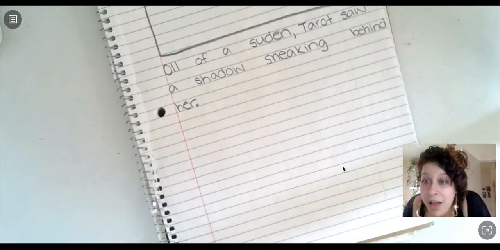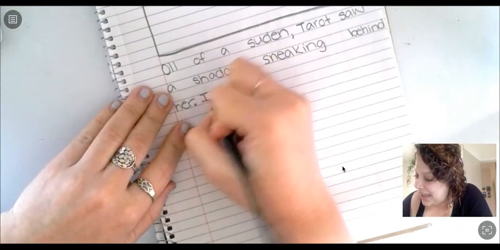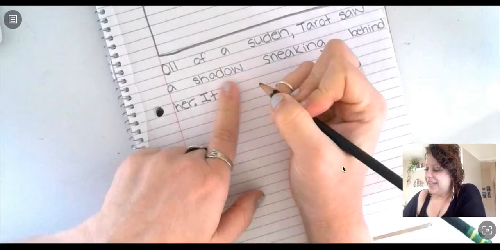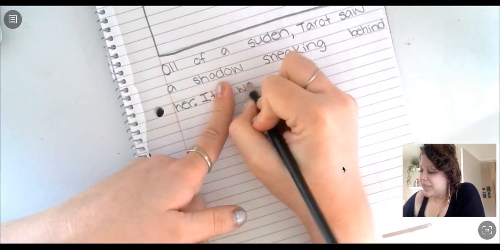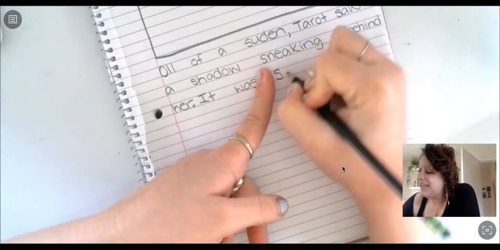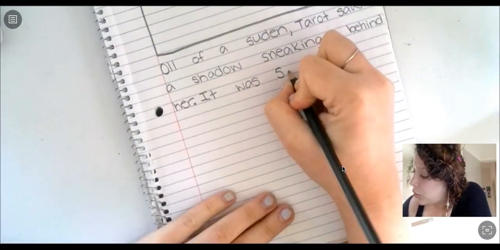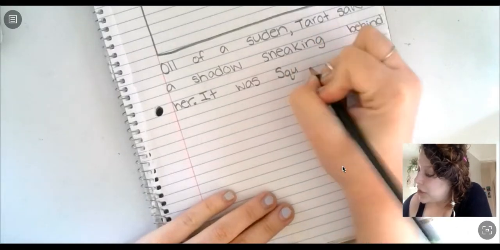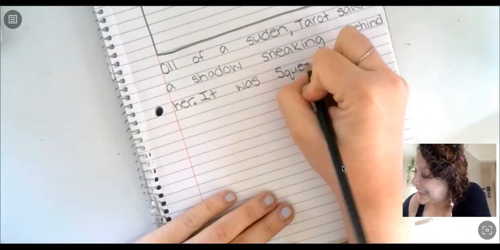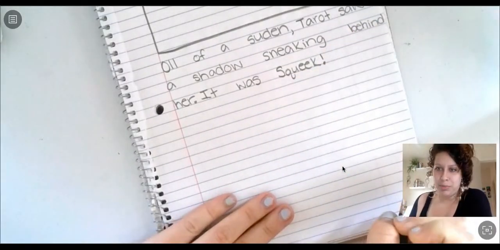He found a towel. It, uppercase I, it was, sight word W-A-S. It was Squeak. It's his name, so it begins with an uppercase. Squeak. Q-U, Squeak. It was Squeak! Exclamation point.